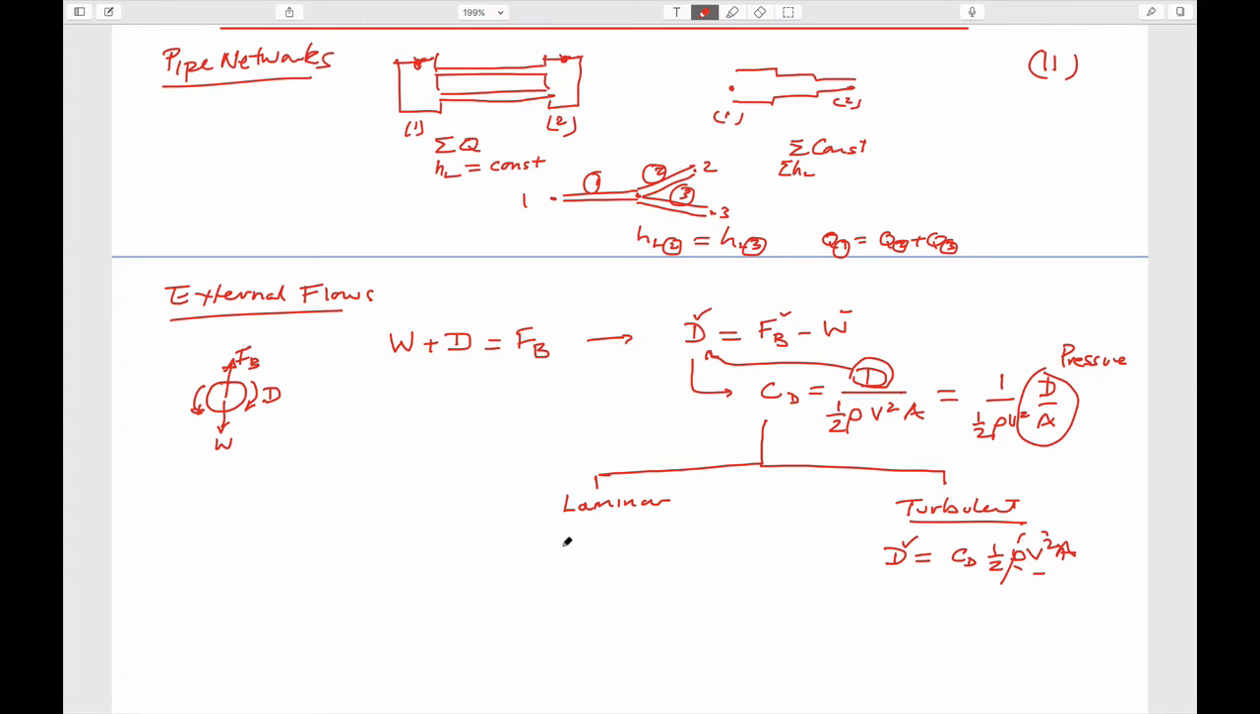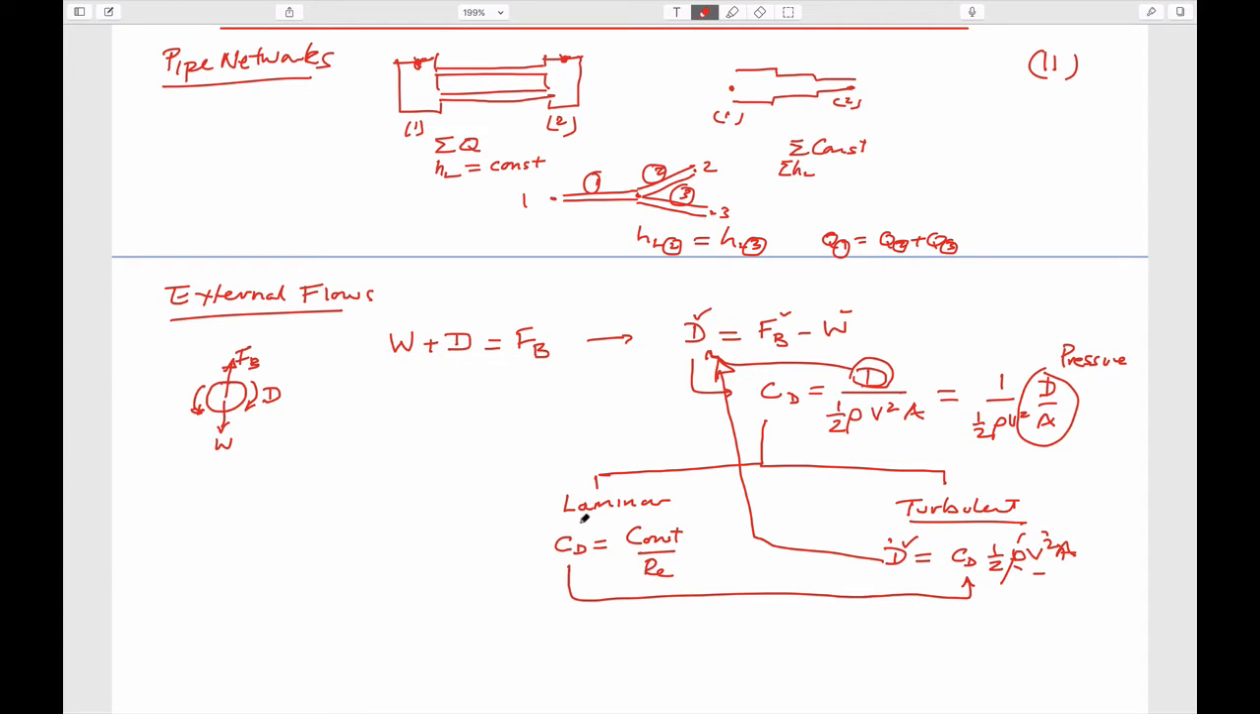And for laminar flow, you can do exactly the same, except now the coefficient of drag is equal to typically a constant divided by Reynolds number. And so if you make the substitution into here, and this substitution into here, then you end up with a coefficient of drag, a velocity squared term, but a term that includes the velocity here.